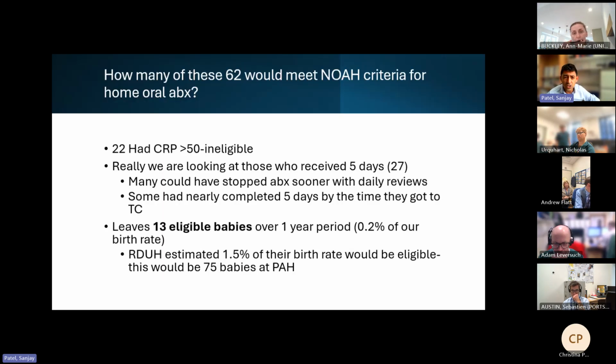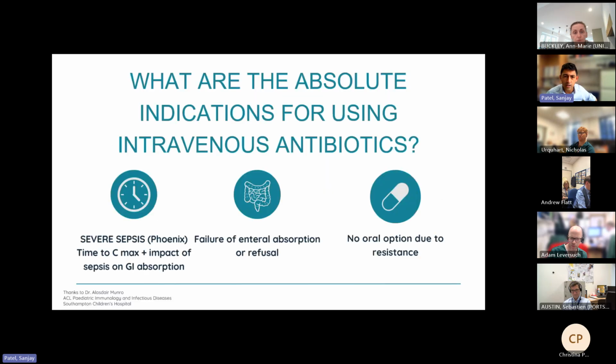She found that actually there weren't that many babies that would have been eligible for NOAA. Some of them had CRPs over 50, so they wouldn't have been eligible. And so actually, if you do the basics properly, with the IV to oral switch, your risk is that you're just allowing people to get out of jail cards so that they don't have to make a decision at 48 hours or 36 hours and stop antibiotics. They just give a few more days because it's oral and they're out of sight. So I'm still to be totally won over with this approach. I'll do the other stuff first.